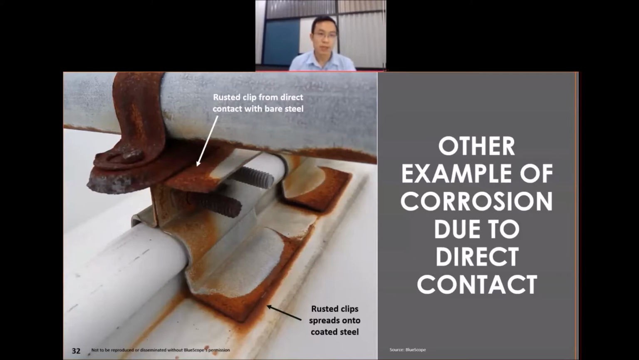So here are other examples of corrosion due to direct contact with a rusted component. You can see both on the clips of this pipe on top with the clamp, and the clamp with the steel cladding. The rust will start spreading from the already rusted steel to the one that still has a certain level of galvanic protection.